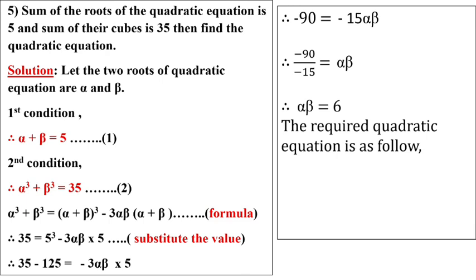Now the required quadratic equation is as follows. The formula is x square minus alpha plus beta x plus alpha into beta. Already we have the value of alpha plus beta is 5 and alpha into beta we got the value 6. Here we get x square minus 5x plus 6 equal to 0 is our quadratic equation. I hope you have understood.